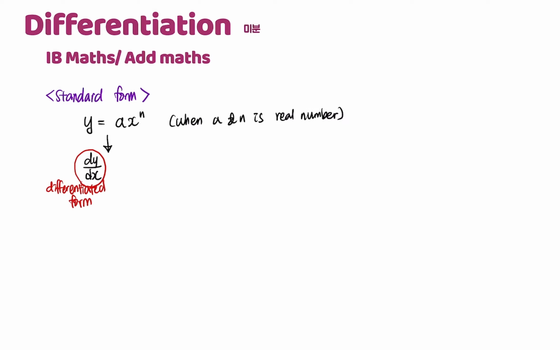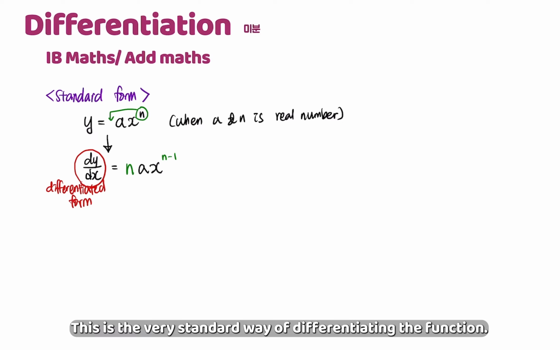Move down n first to the front, times by ax to the power of n minus 1. This is the very standard way of differentiating the function.